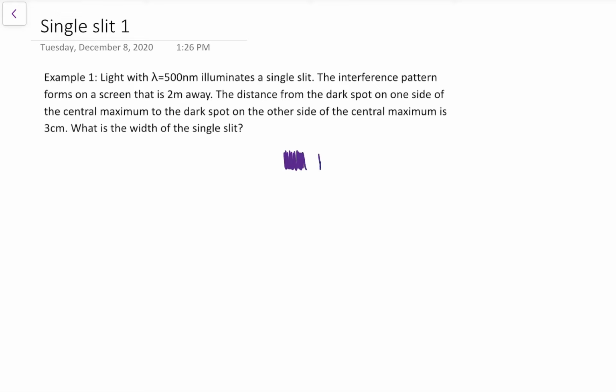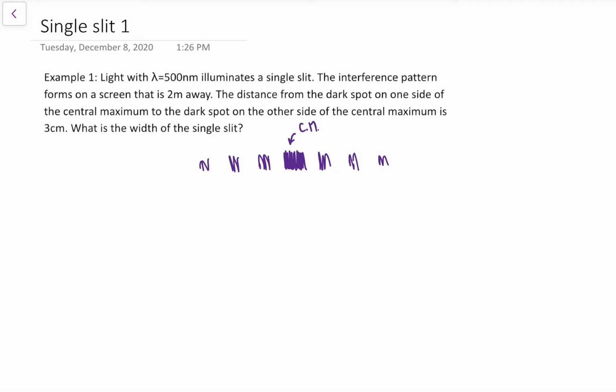it's got that bright spot in the middle that's really bright and wider. Then on either side of it, I can't shade very well on the iPad, but on either side of it, they're evenly spaced, but they're not as bright. I have a tough time showing brightness on the iPad screen, but the middle one, which is called the central max, is the brightest and the widest.